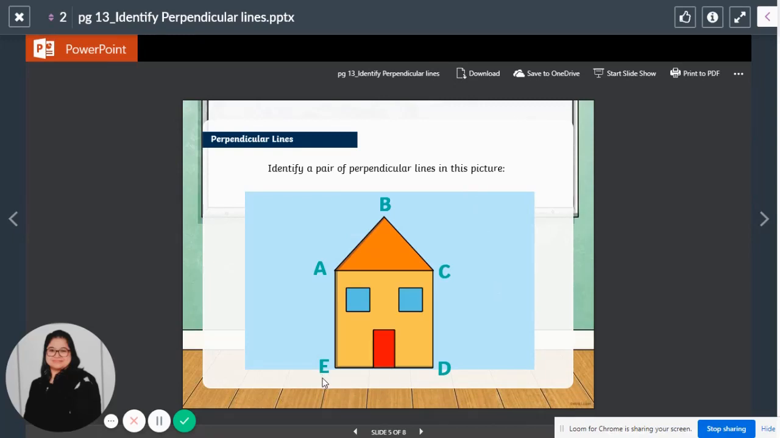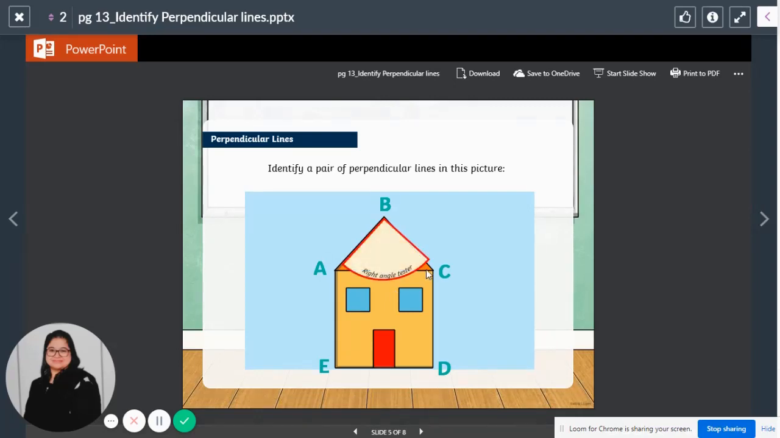So line ED is perpendicular to line AE. Line ED is also perpendicular to line DC. Line AC is perpendicular to line AE. What about these two lines? Are they perpendicular and making a right angle? Let's check.